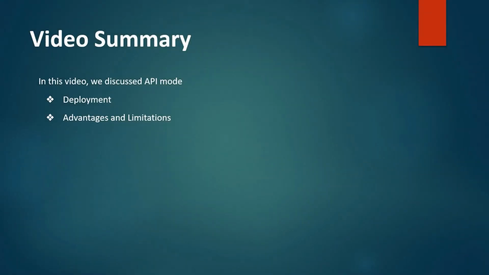That was a quick overview of API deployment. If you want to put CASB control up in the cloud, very closely bound with the service itself, then the API mode would be the first thing to go. And we covered the advantages and the limitations of API mode. So in the next video, we'll move on to talk about proxy mode.